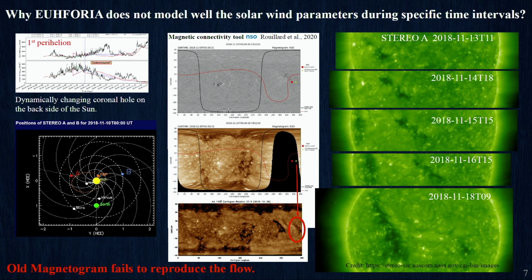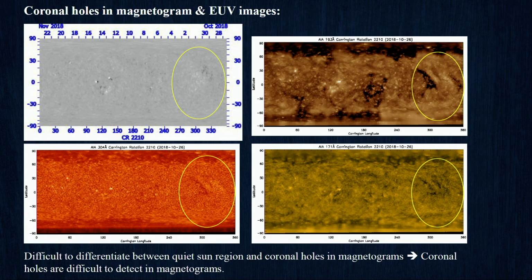So we wanted to try how AI magnetogram performs for this period. I would also like to say that when we look at the magnetogram, it's difficult to differentiate between quiet Sun region and the coronal holes. So it's very difficult to detect the coronal holes in magnetogram when compared to the UV. So we expect to see a better modeling when the magnetograms are reconstructed from UV images.